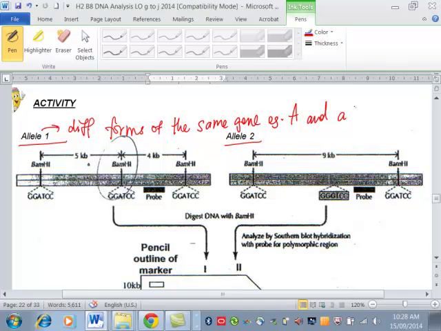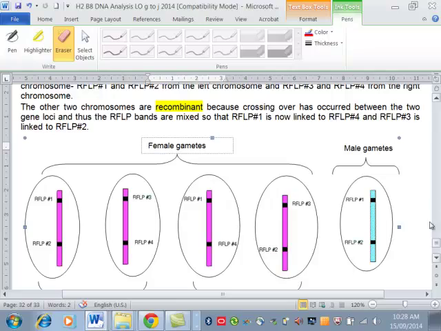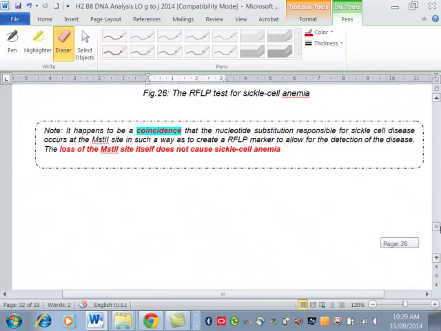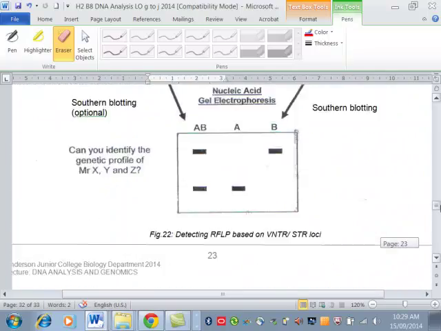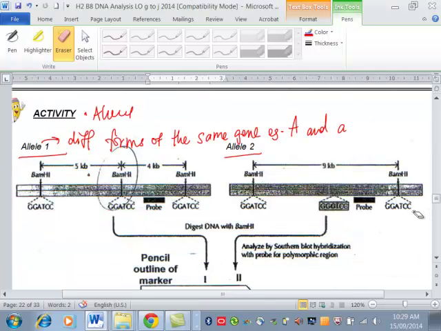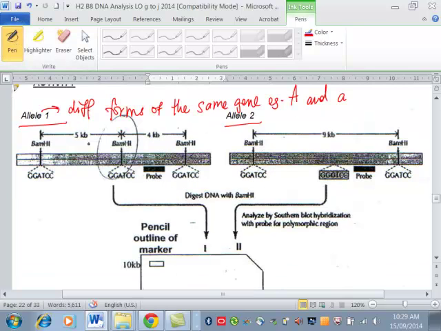I've gone through this definition with you previously. So allele 1 and allele 2 over here in this diagram show that they are different in terms of the number of restriction sites. I want you to write down: allele 1 and 2 are different in terms of number of BamHI restriction sites. So allele 1 has how many BamHI restriction sites?